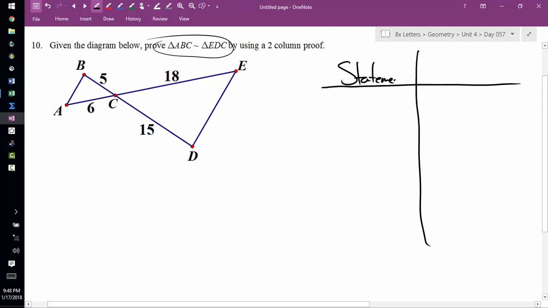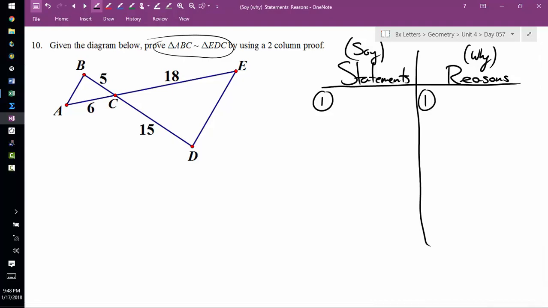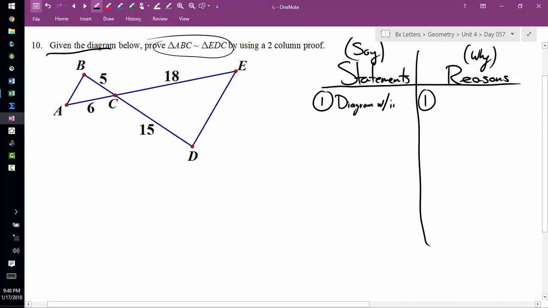Specifically, the left side are going to be the things you're saying, your statements. Okay? And then the right side is why. It's the reasons why you're making these statements. And you're going to keep track of it by labeling your first statement and the corresponding first reason that goes with it. And you're always going to start your proof with a given. And what they gave me in this diagram is the diagram. I'm going to say diagram with info.